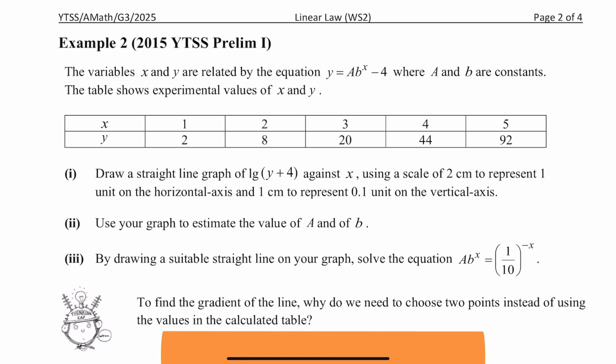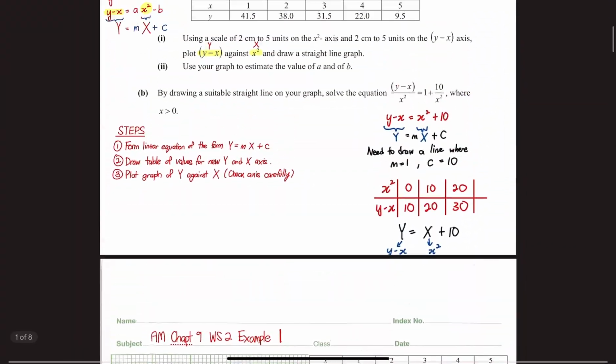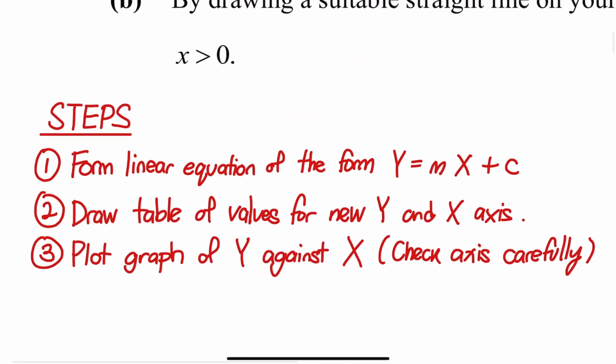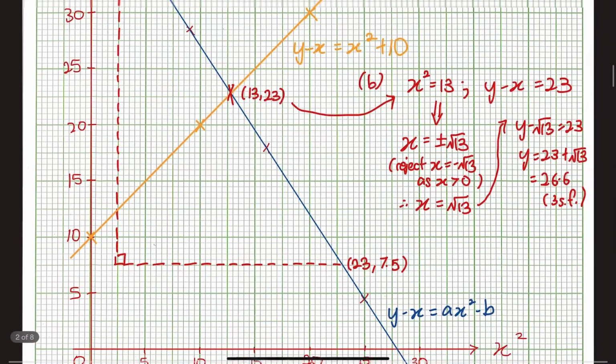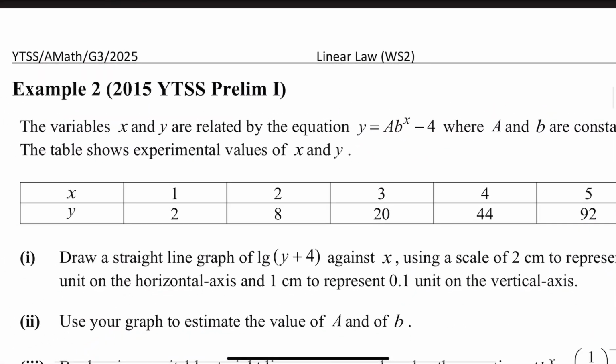So very simply, before I draw this graph, my first step is to go back to the steps again. The steps to draw any straight line graph from a non-linear equation: form the linear equation first, draw a table of values, then plot the graph with your axes written clearly. So I'm given this equation, and the question asks me to plot a graph of log y plus 4 against x.